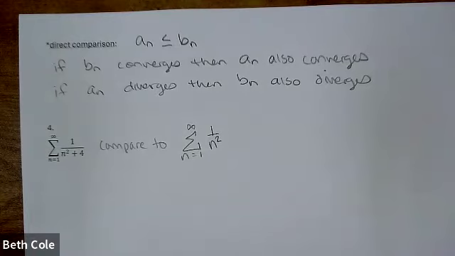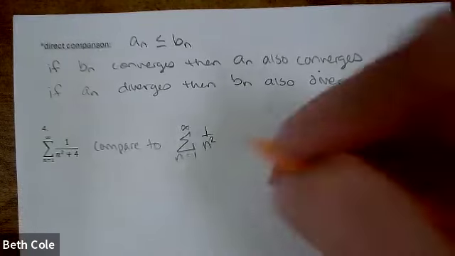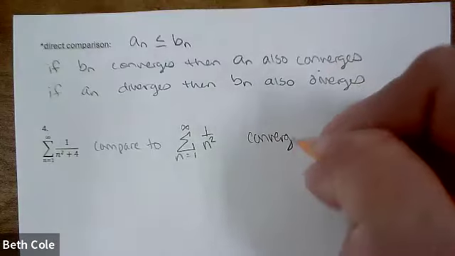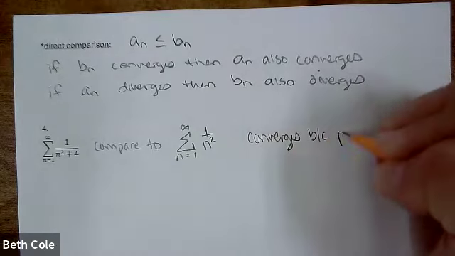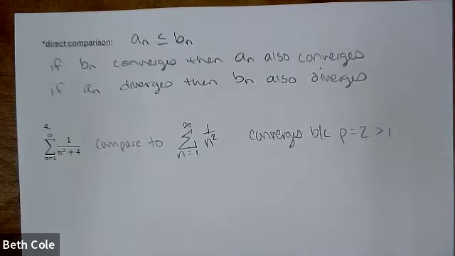P series, because named all of them, so that's good. P series. P is 2 and is greater than 1. So we're going to say converges because P equals 2, which is bigger than 1. And our goal now is to say, since that one converged, the original one does too.